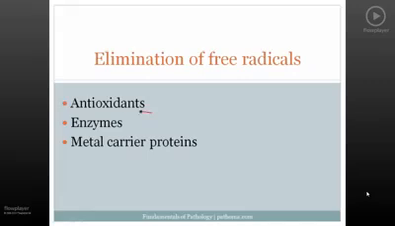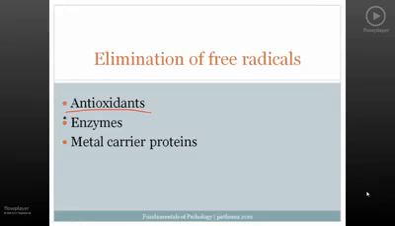The first are antioxidants, and antioxidants include things like vitamin A, vitamin C, vitamin E. These are your classic antioxidants, and they have the ability to eliminate free radicals.